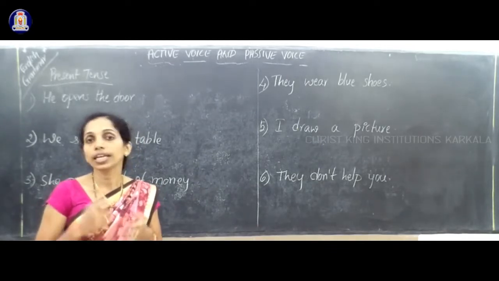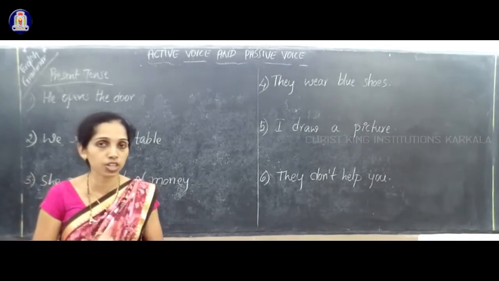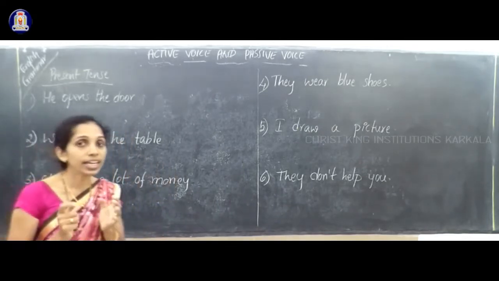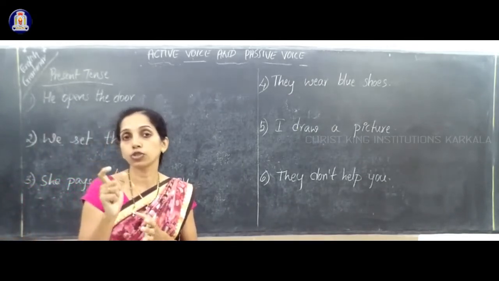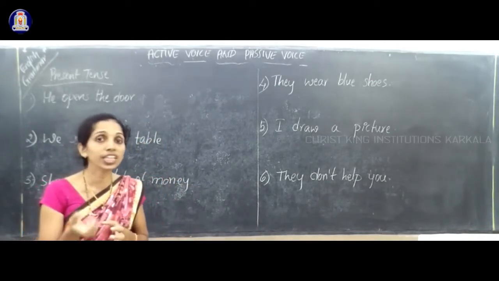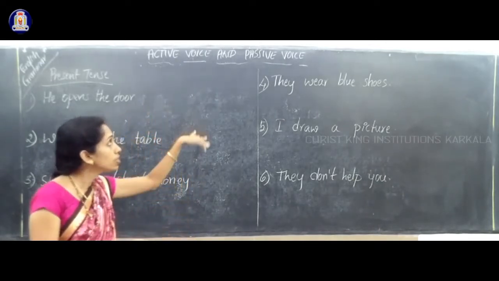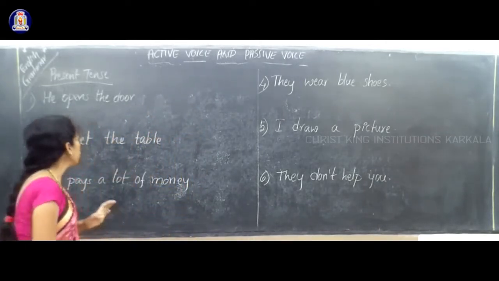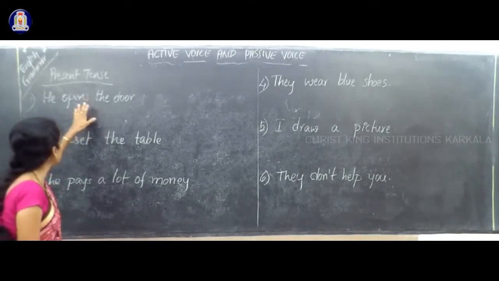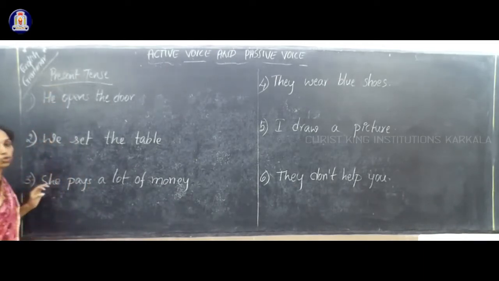For example, eat, ate, eaten. Eaten is the third form of the verb. That verb we have to use as the main verb. Then what we have to use? We have to use the agent, that is by, before writing the object of the passive voice, right? Fine. So in this sentence, which is the subject, which is the object, and which is the verb? Fine. Here, he opens the door.